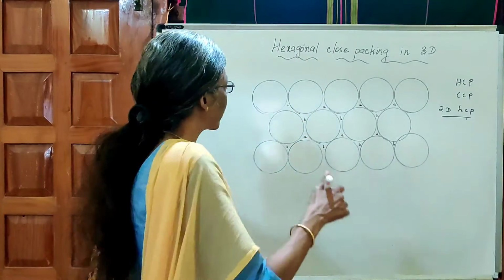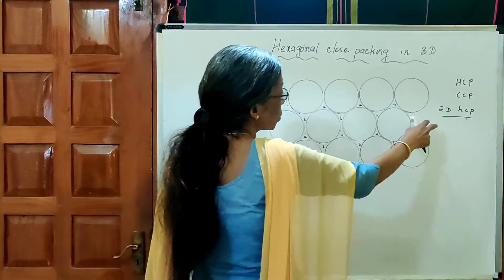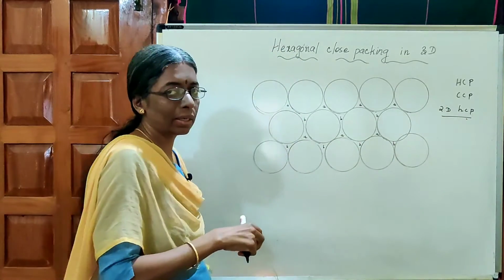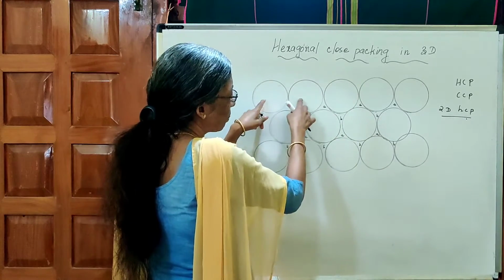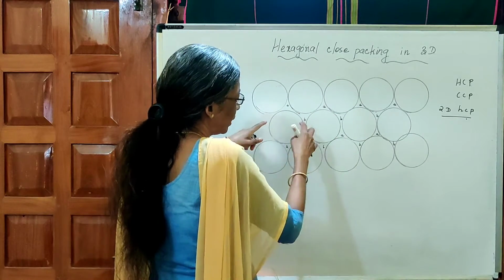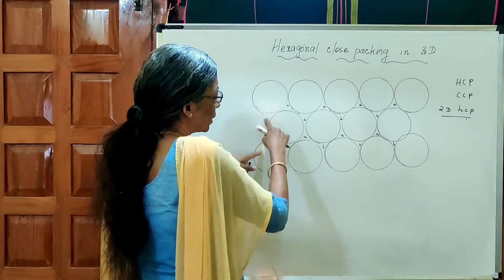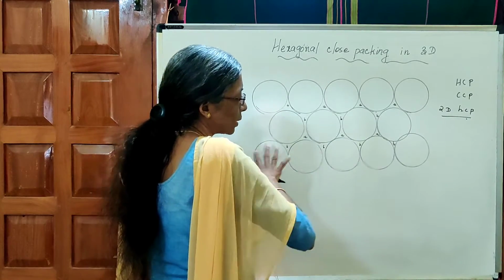Now how it is arranged, we already studied in two-dimensional hexagonal close packing. The first row, then the second row lies in the depression of the first row, then the third row and the first row are similar. Okay, this is a base layer.